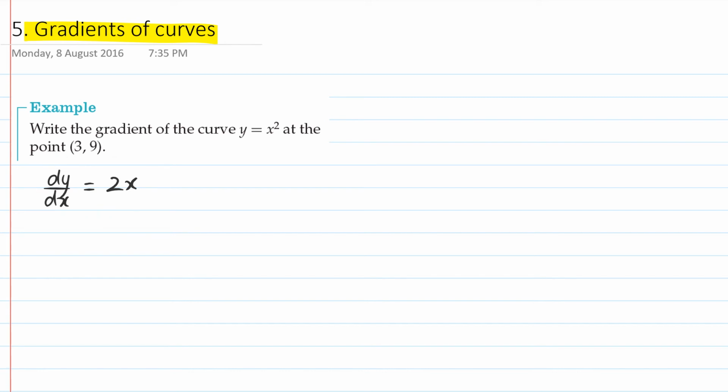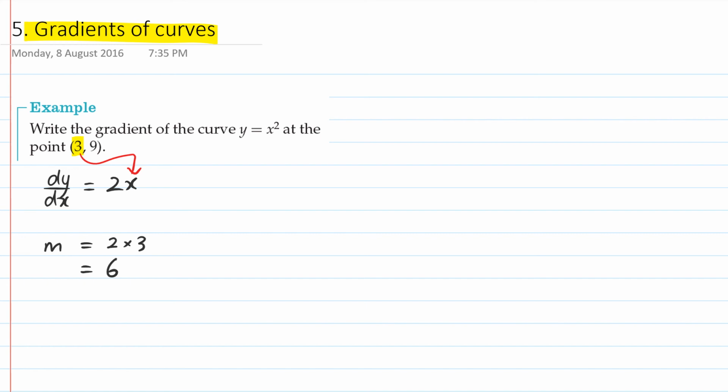So what we have to do to find the gradient at that point is take that value of 3 and put it into here instead of x. And so we can write m, a letter that we often use for the gradient, m equals 2 times 3, and so the gradient at that point is going to be 6. So in other words, up 6 across 1.